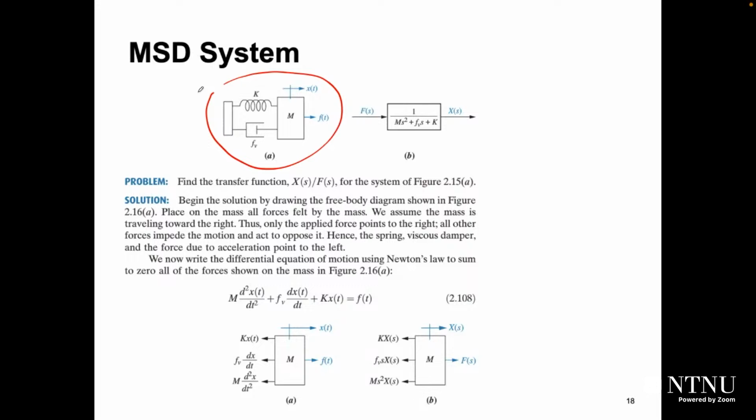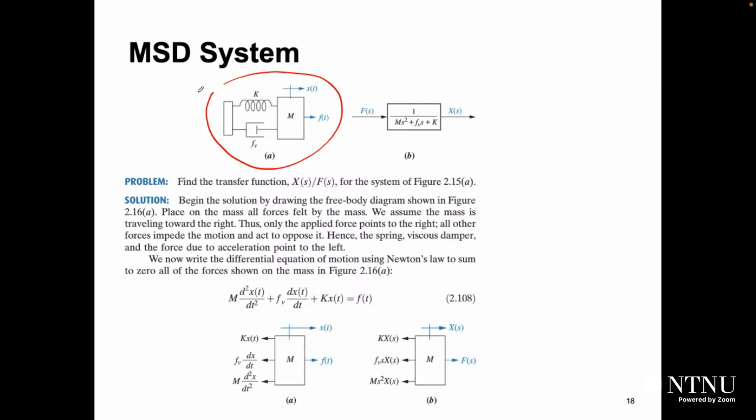Right, so in this case, we begin the solution by drawing the free body diagram. Place on the mass all forces felt by the mass. We assume that the mass is traveling to the right-hand side, thus only the applied force points to the right. All other forces impede the motion and act to oppose it. The spring, damper, and the force due to acceleration point to the left. I mean the spring, the damper, and the mass will generate forces which work in the opposite direction, right?